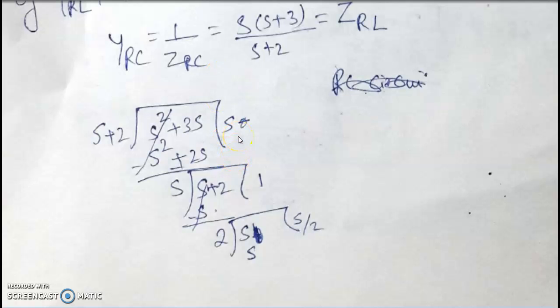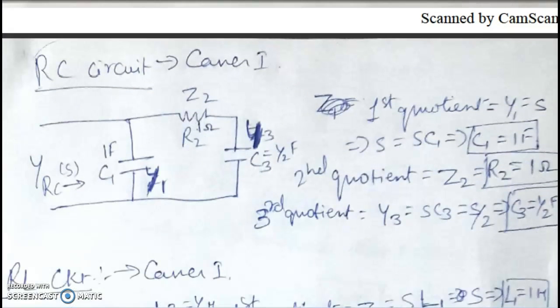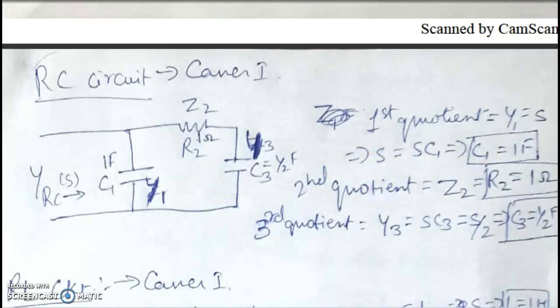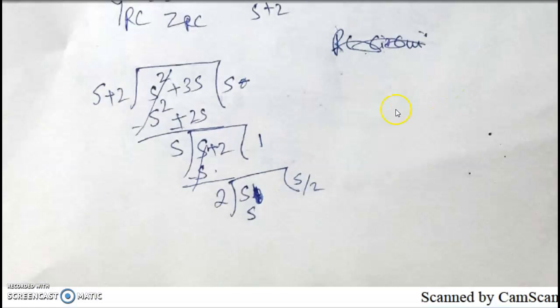In case of RC network, in the Cauer 1 form, the series element is resistor and the shunt is capacitor. So the circuit will be like: shunt element capacitor, next series element resistor, next shunt element capacitor. The total number of elements will be equal to the total number of quotients, because 3 quotients are there, so 3 elements will be there.